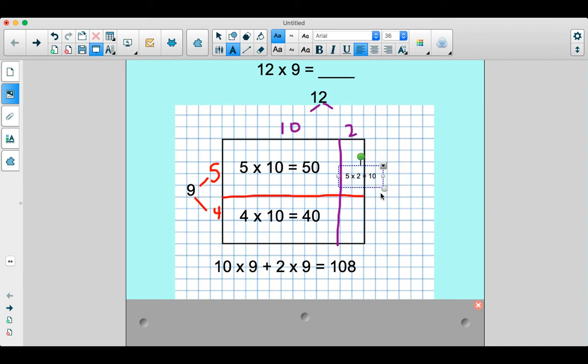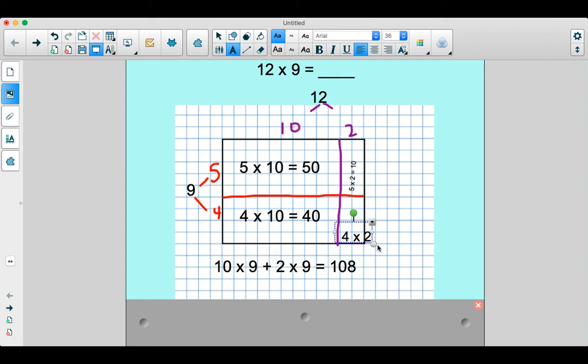And shrinking that down and flip it around. Should we keep it sideways? I think I will. Feeling a little crooked today, kids. All right. Then the last one we have is 4 groups of 2, right? So 4 groups of 2 makes 8.